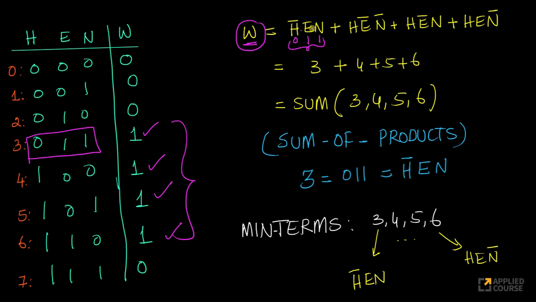Again, here there is a product here. There is a dot here. So what does this mean? This means if H is 0, and E is 1, and N is 1. Okay, I'm using the mathematical representation instead of using the programming representation.